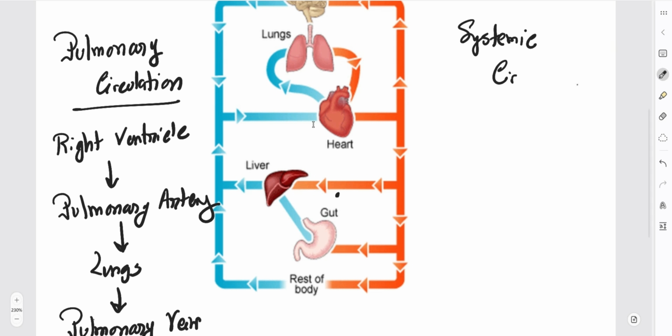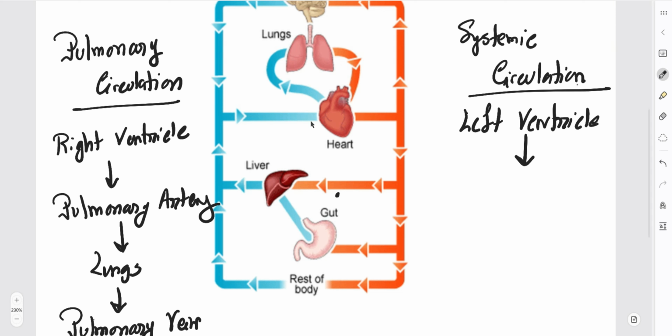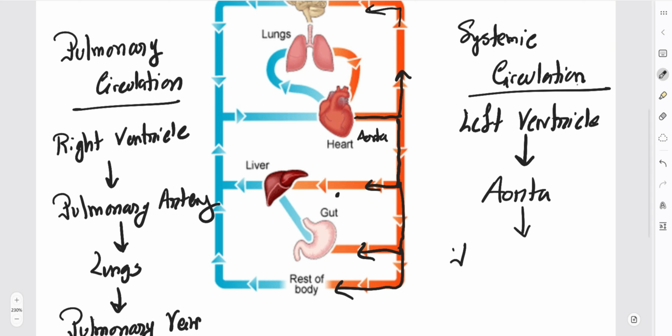Systemic circulation starts from the left ventricle, which contains the oxygenated blood. From the left ventricle, blood goes to the aorta. From the aorta, it goes to both the upper part of our body and the lower part of our body. So if this was your aorta, it is going to the upper part, that is your brain, and also the lower part of your body, that is the liver, then stomach, and also the rest of the body.